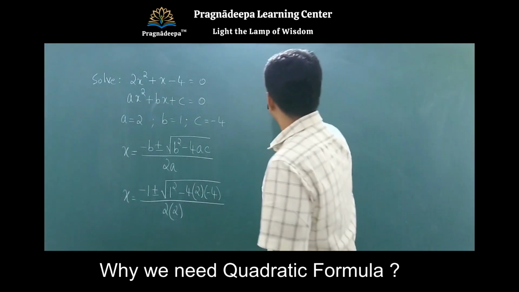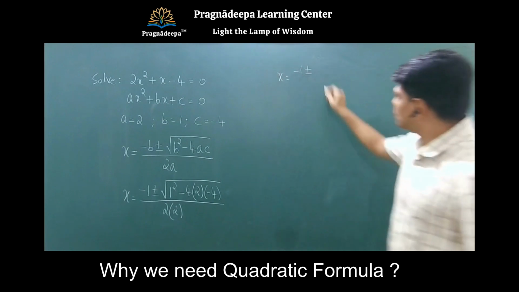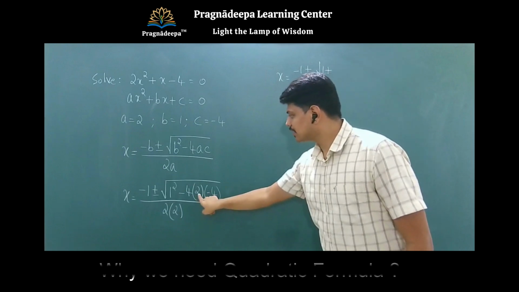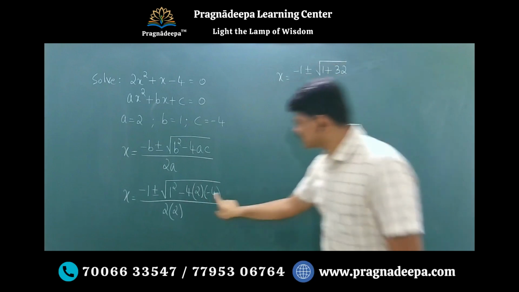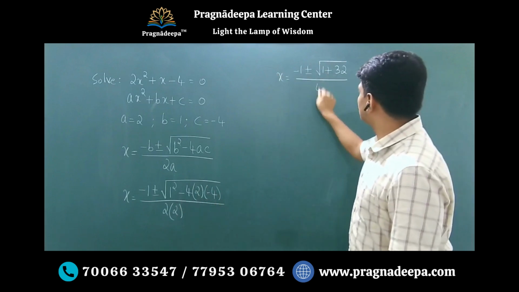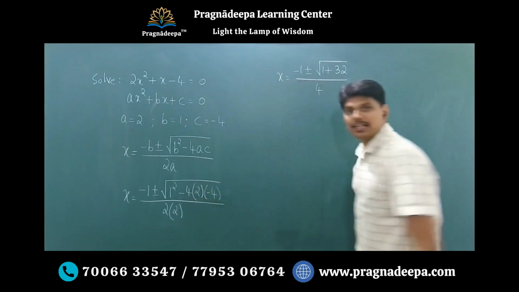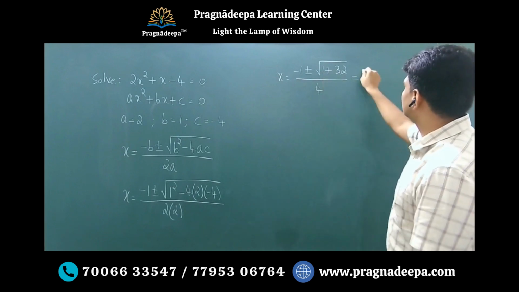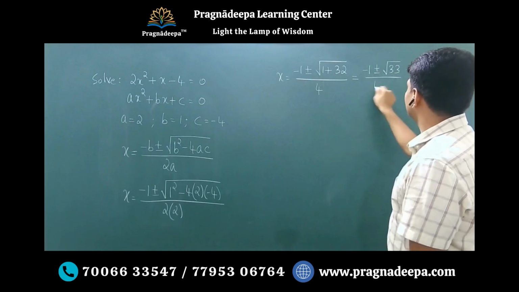Now if you simplify, x is equal to minus 1 plus or minus square root of 1 plus, 4 2s are 8, 8 4s are 32. Okay, plus. Minus into minus becomes plus. 4 divided by 4. So it's just a matter of simple numerical multiplication. So simple addition, 32 plus 1 is 33. Minus 1 plus or minus square root of 33 divided by 4.